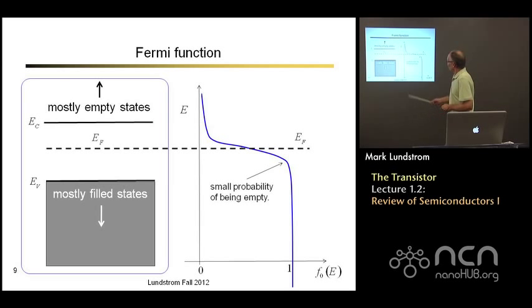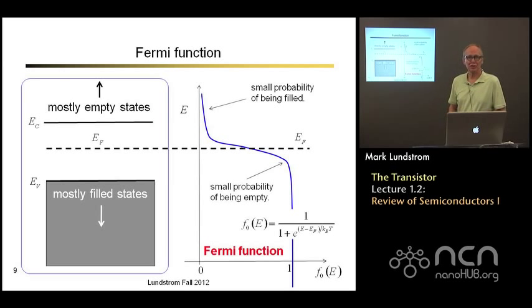Okay. So there's a small probability of the states at the top of the valence band of being empty because the probability is not quite 1. And there is a small probability of states near the bottom of the conduction band of being filled because the probability is not 0. And that particular function is well known. It has a simple mathematical form. It's called the Fermi function. And it simply gives us the probability that a state at a particular energy with respect to the Fermi energy is occupied.